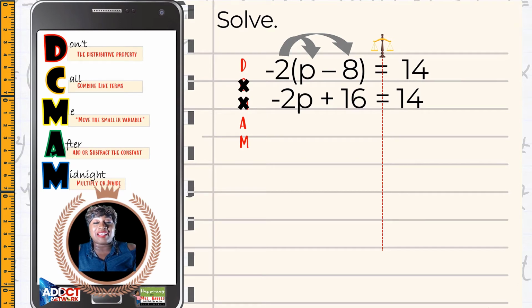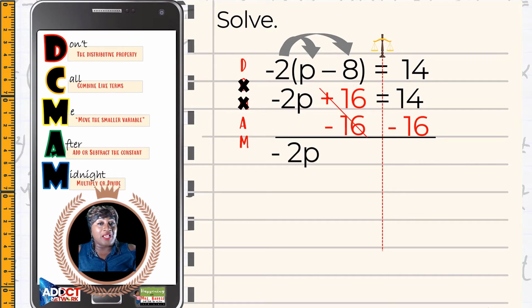Now we're down to A, add or subtract the constant. Well, the constant term is 16. This 16 is positive. Since it's listed as plus 16, we'll use inverse operations to subtract 16 from both sides of the equal sign. This will leave us with negative 2p equals negative 2. 14 minus 16 is negative 2.